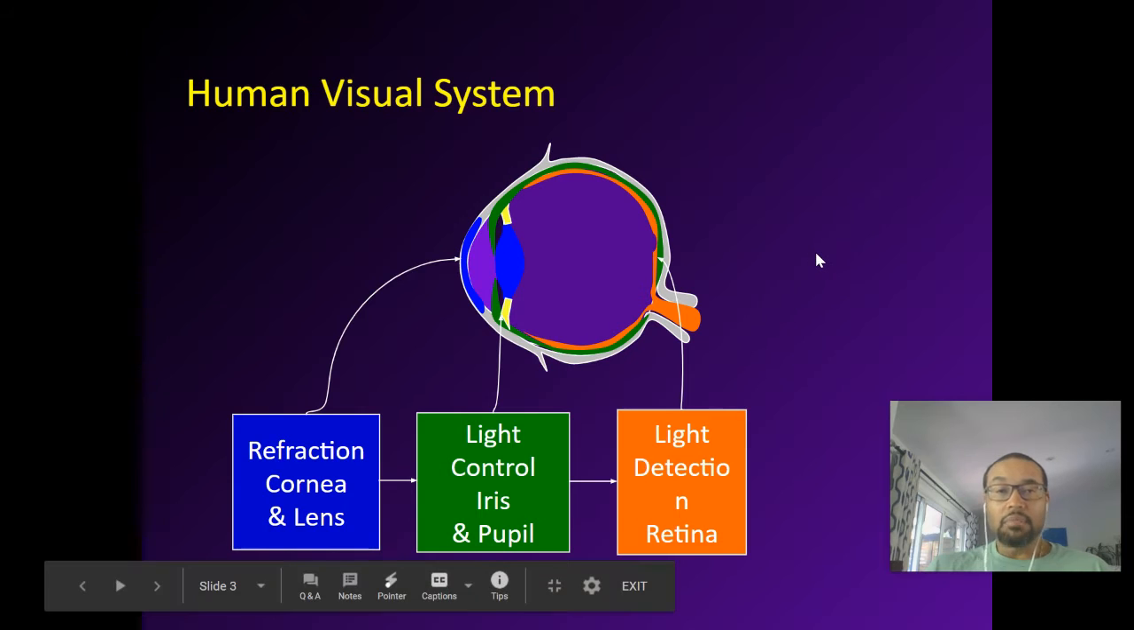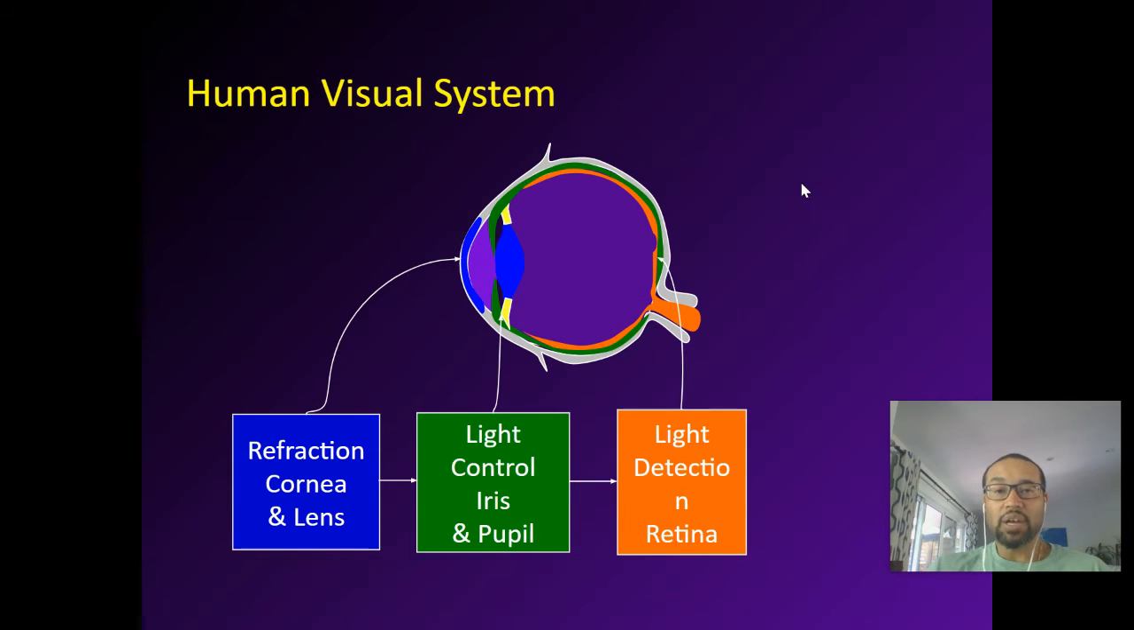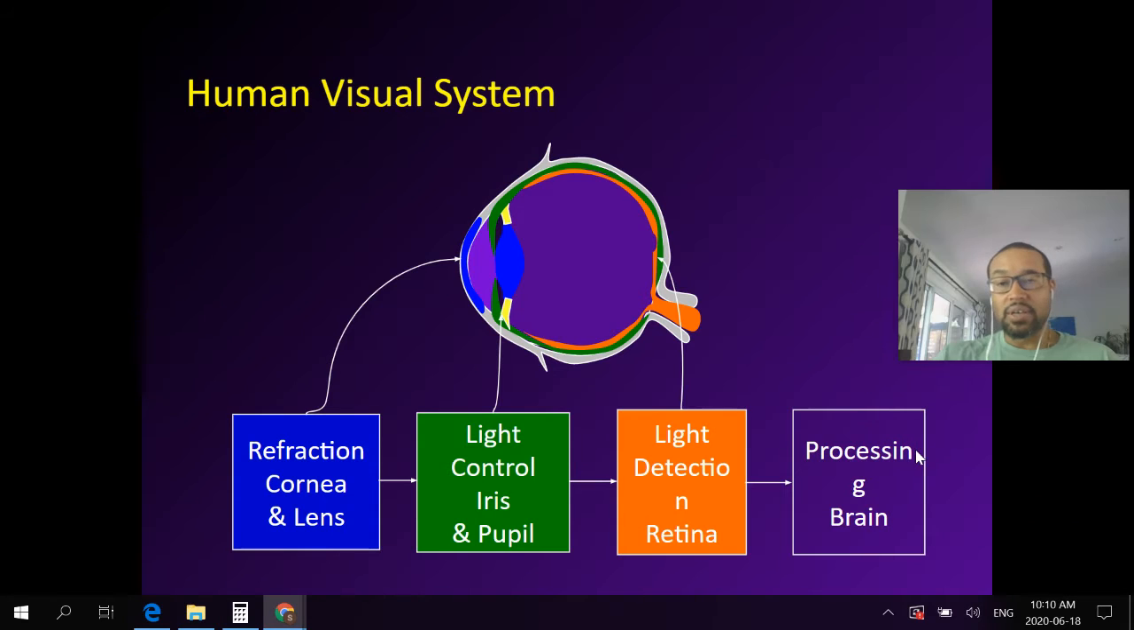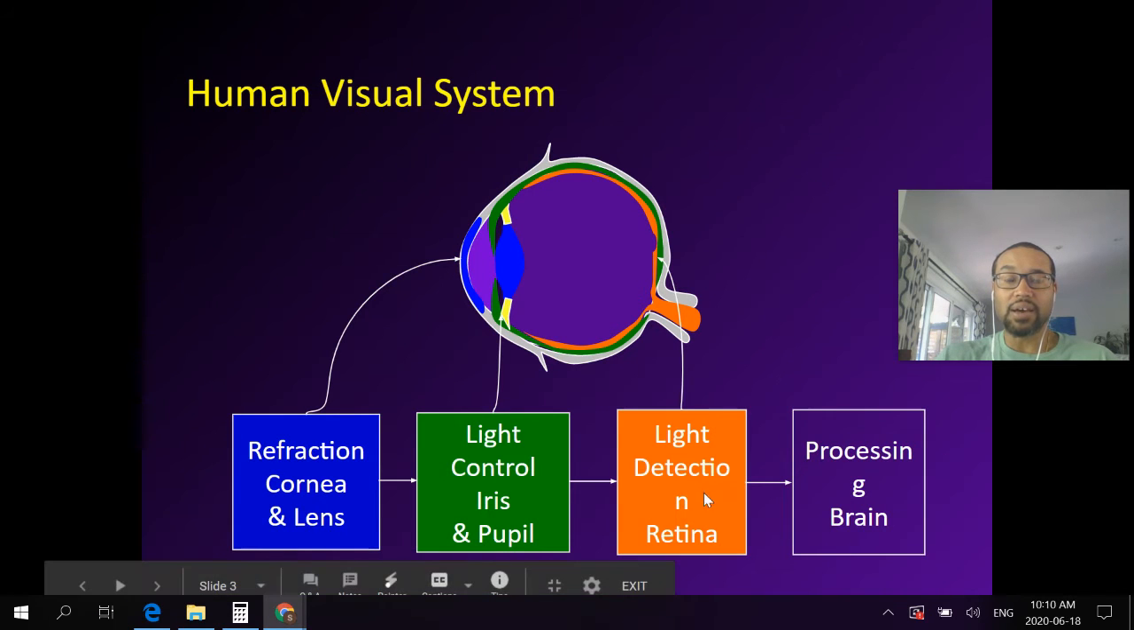Then light detection. So it's like the film in an old school film camera, and that would be the retina, where that light is actually detected and an image is formed. And then lastly, processing, and that's done in the brain. So the brain is responsible for processing that light that was detected on the retina and forming that image.